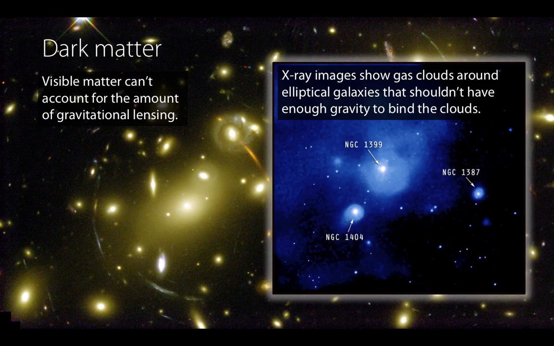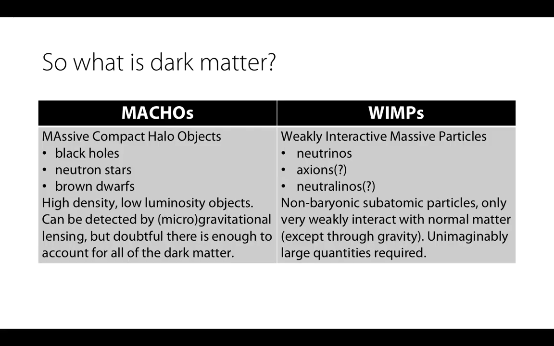We can't. It's dark. But the only way that gravity could bind such a big cloud of gas to that galaxy is if that galaxy had a much bigger mass than we can see. Again, there's missing matter, there's dark matter. So what is dark matter? We don't know. We have a couple of ideas.